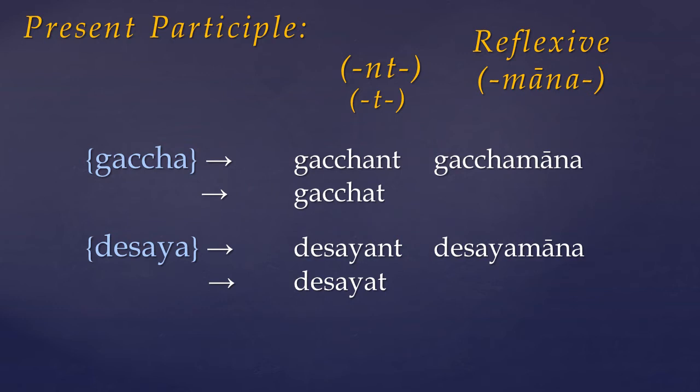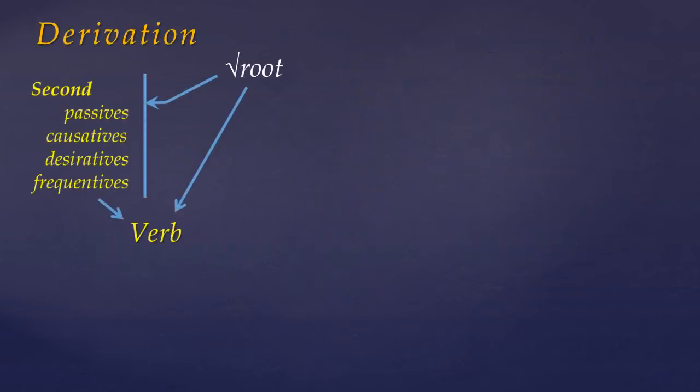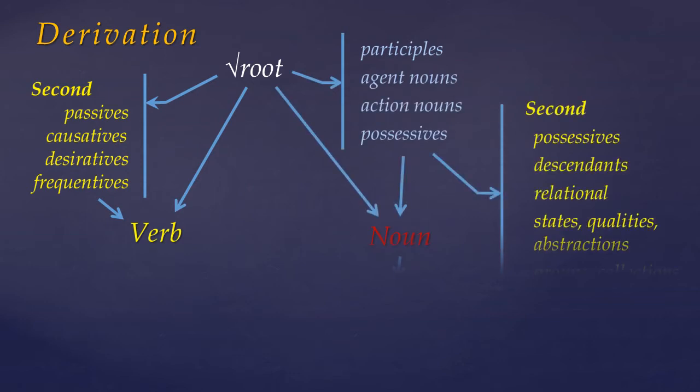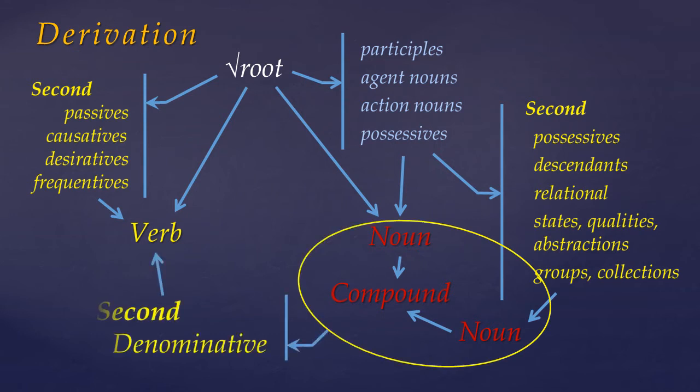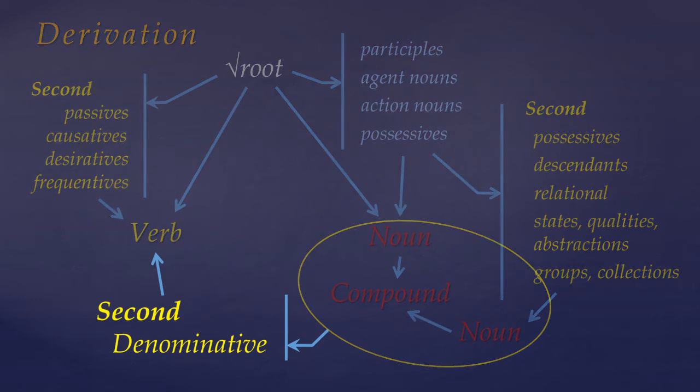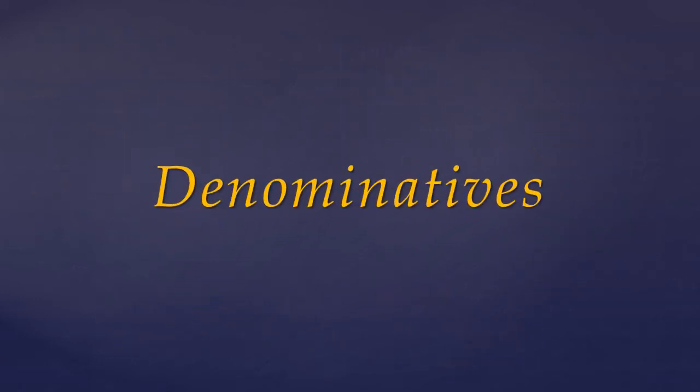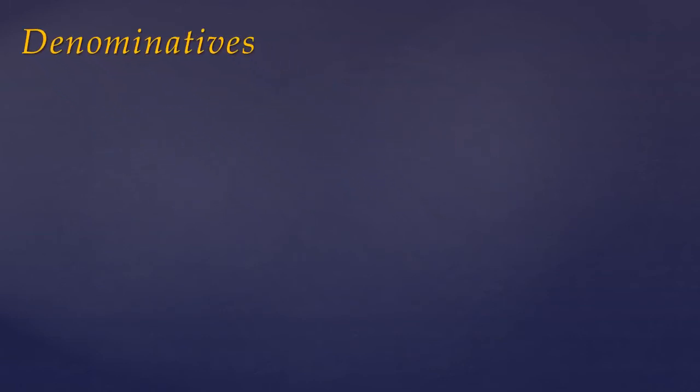Right, moving on. In Lesson 25, when we looked at the nominal derivatives, I mentioned a secondary derivation where, in principle, any noun can itself become the base for a verb. And these are called denominatives. In actual fact, such verbs are not common.